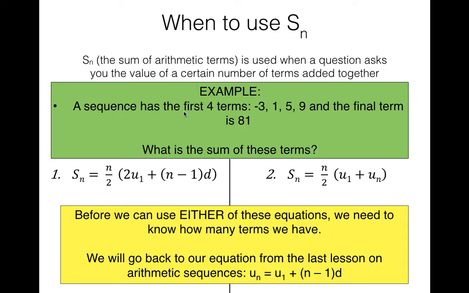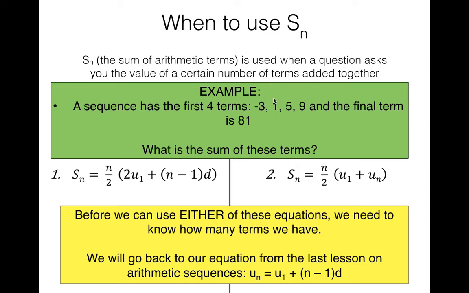So, a sequence has the first 4 terms -3, 1, 5, 9. And the final term is 81. What is the sum of these terms? Now the issue here, let's look at what I do know. I do know u1, the first term. So that's fine. Both of these use u1. And I have that. That's not a problem.